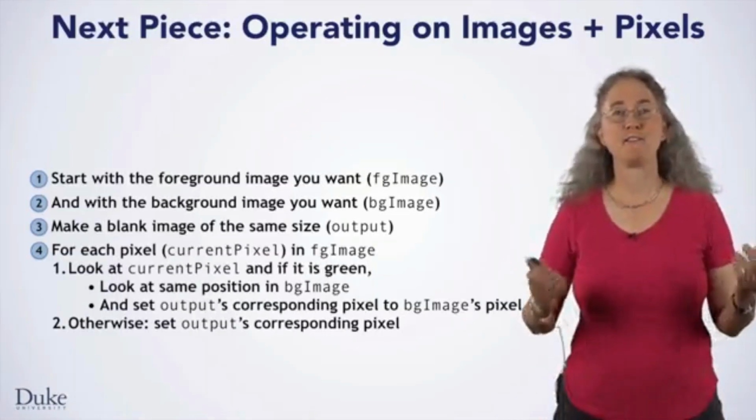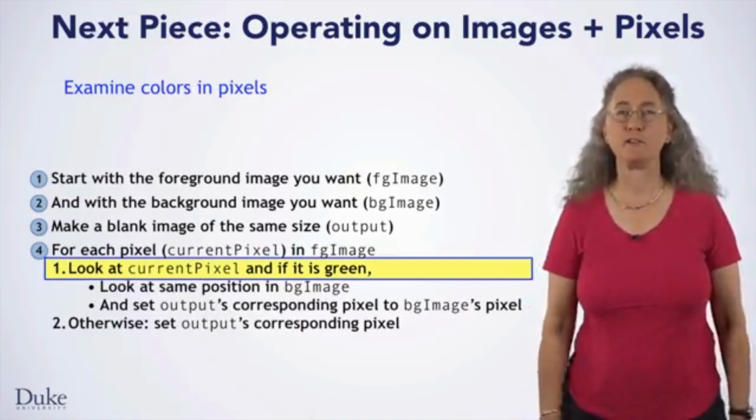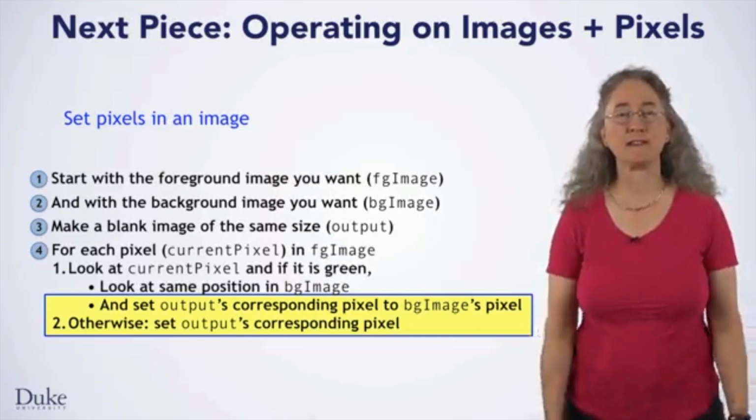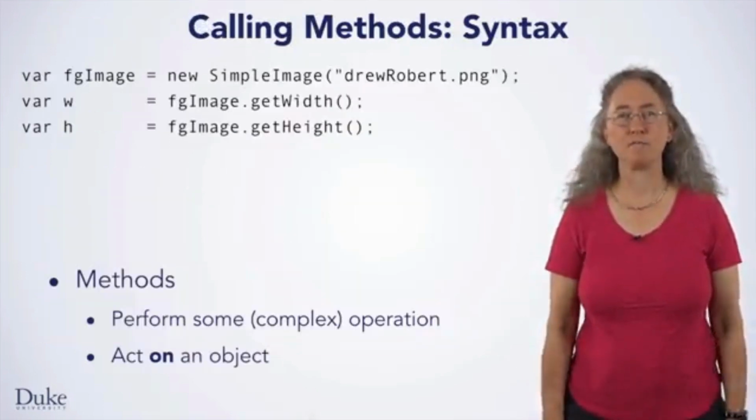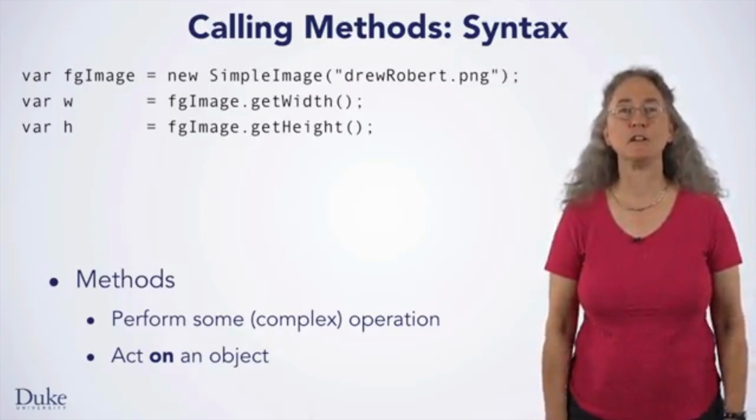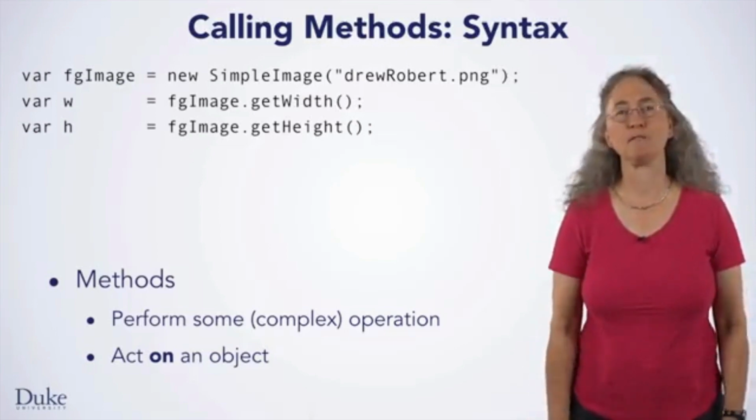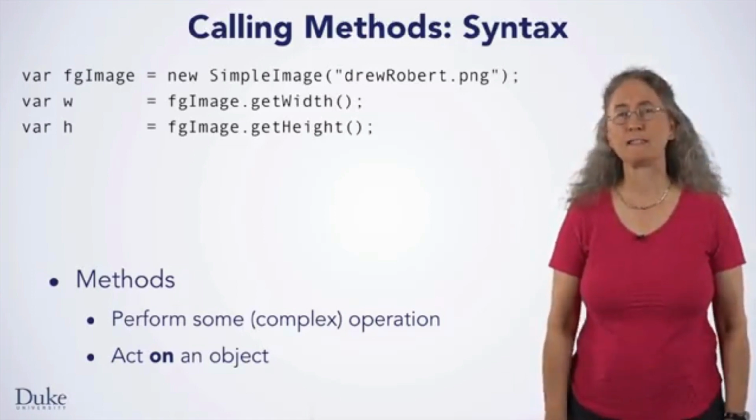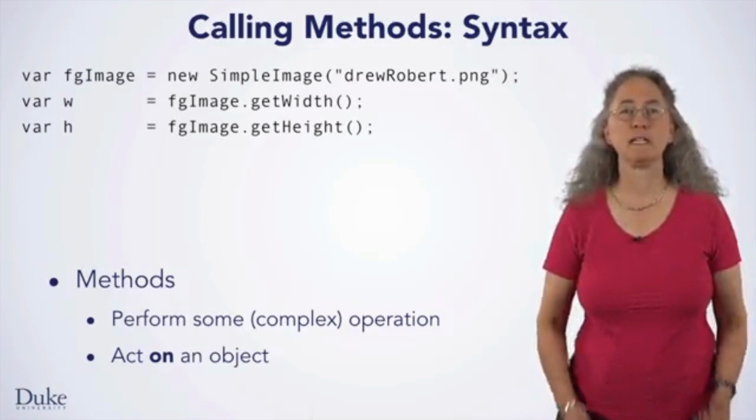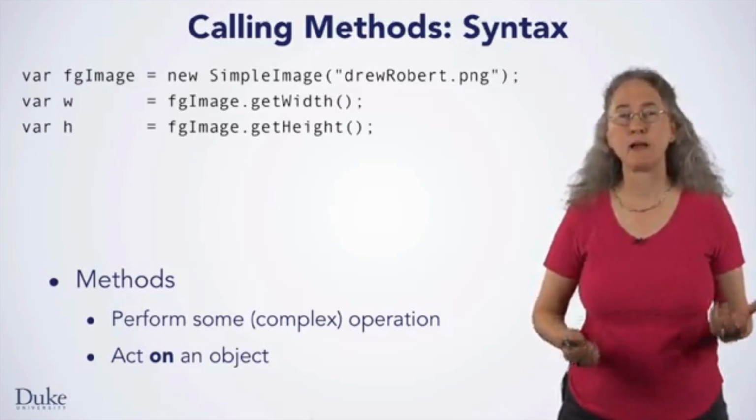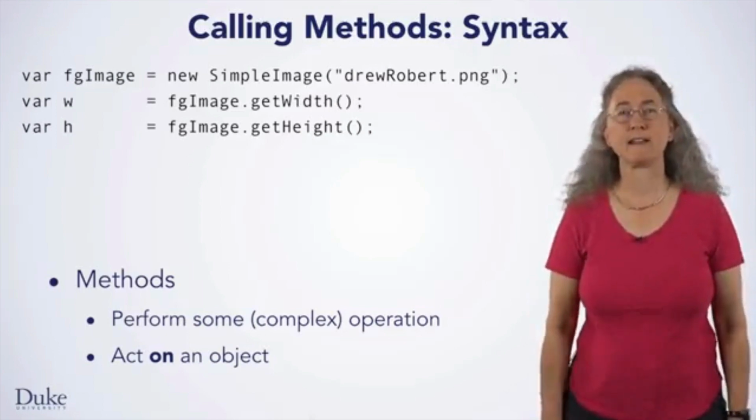Okay, so now you know about variables, but you also need to know how to do things like look at particular pixels and change their colors. How could you do these things? The answer is that you can call some methods that are built into SimpleImage, which already have the code to perform these operations. In general, methods let you perform some operation, possibly one that is quite complex, on an object. Here is an example of calling two methods, getWidth and getHeight, to get the width and height of an image, respectively. Let's break down the syntax.